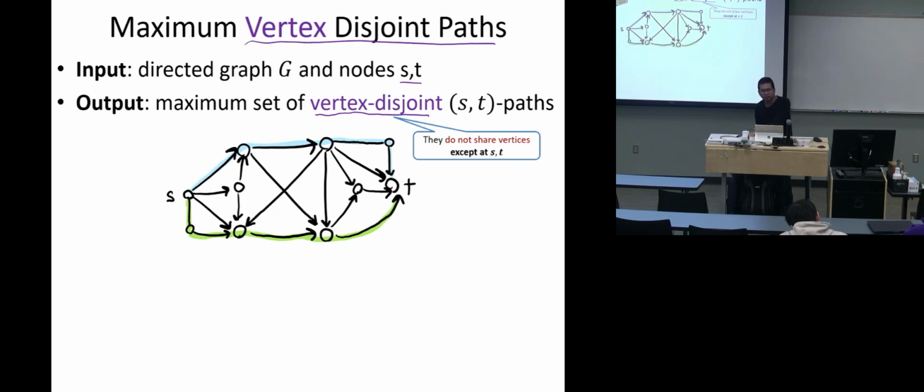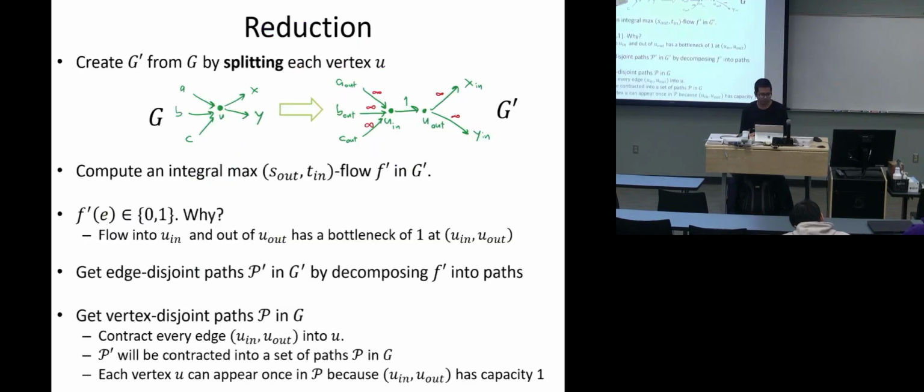So what should we do? Well, we can just try the same thing. Look at the same graph G prime, where we split every node into U in and U out. And now the natural thing to do, since you want a set of paths, is that instead of a cut, you want a flow. You just compute the S out T in max flow.